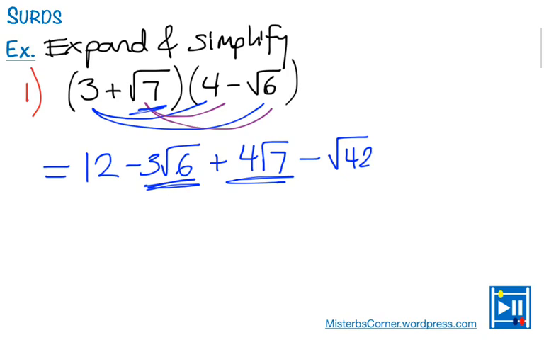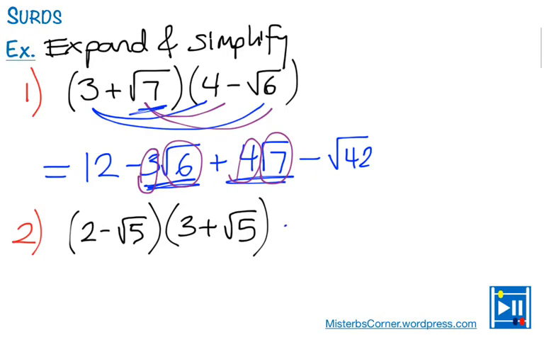Please be careful. This is not a case that you add integers separately, you add surds separately. There's no such thing, okay? This is just 3 root 6 there and 4 root 7 there. We cannot add them. Now, another example.